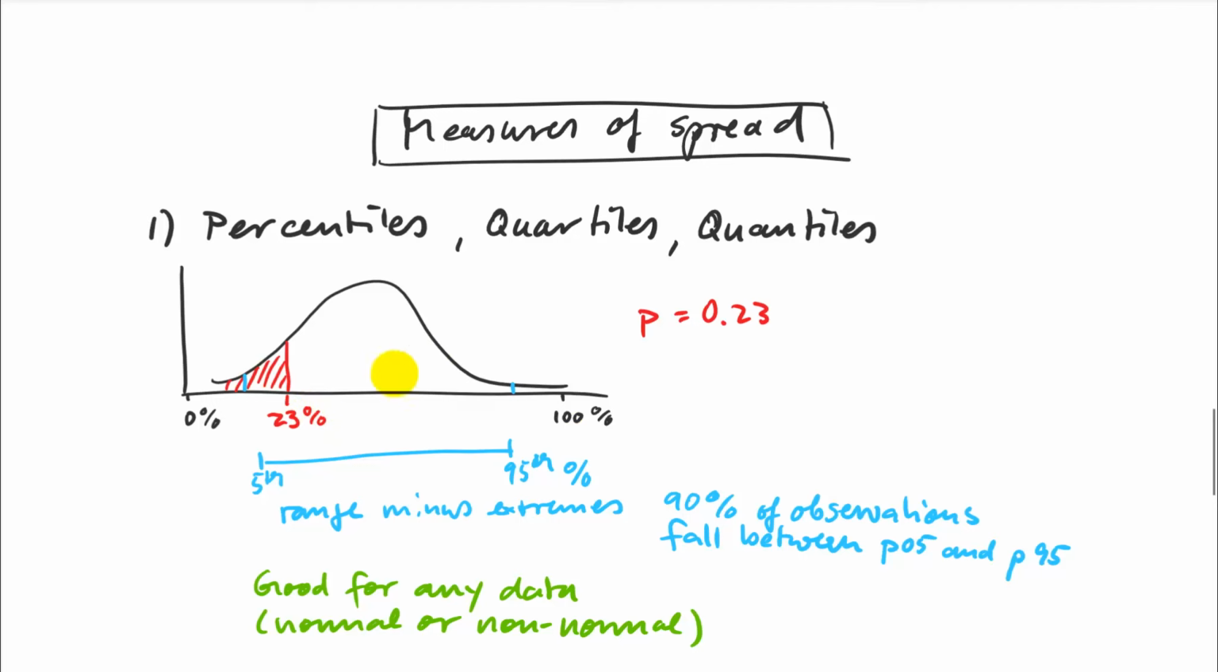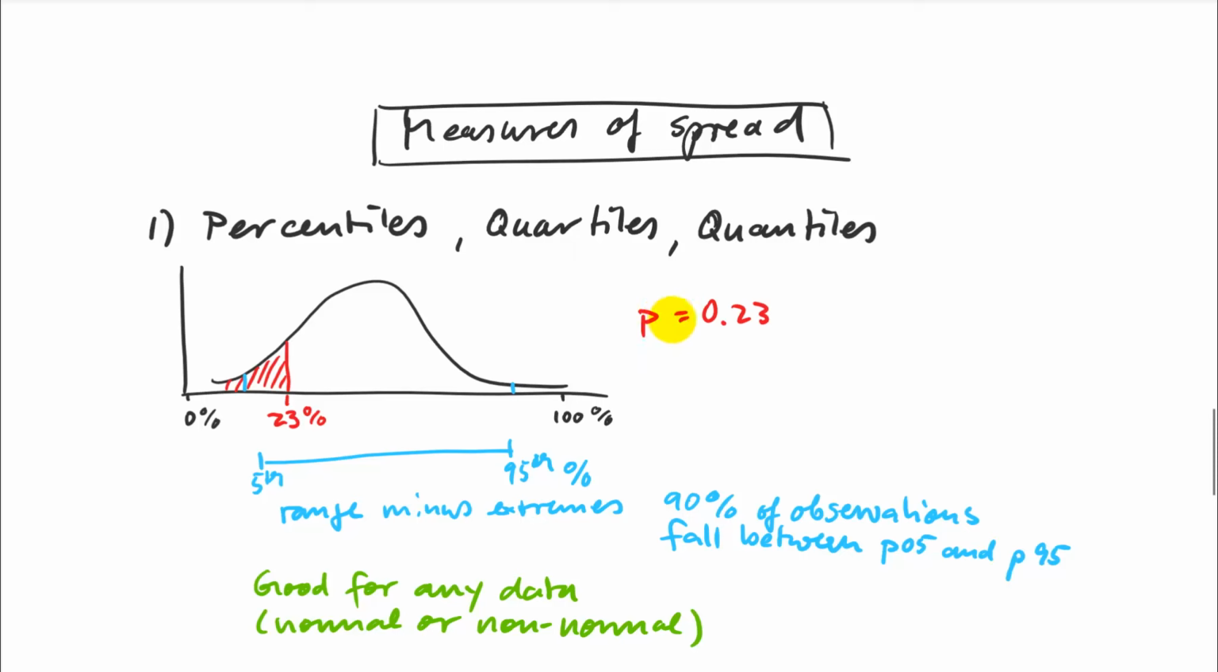You often use percentiles to exclude extremes. So if you want to get a range statistic that is not quite as sensitive to outliers as your true range that goes from the minimum to the maximum value, you can calculate a 5th to 95th percentile. So this would be the range minus the extremes. So 90% of observations would fall between the 5th and the 95th percentile. And these are good descriptors for any kind of data. So normally distributed or non-normally distributed, they are widely used.